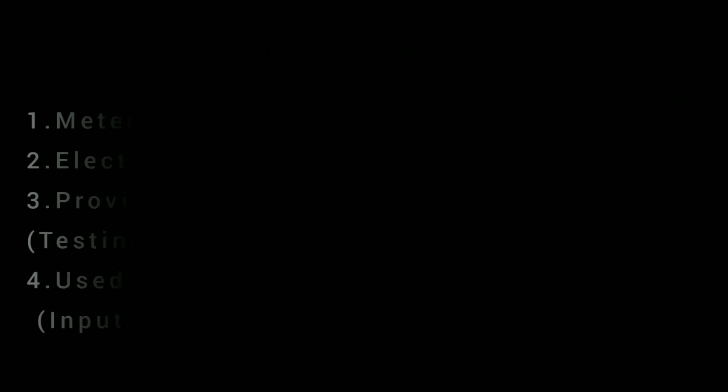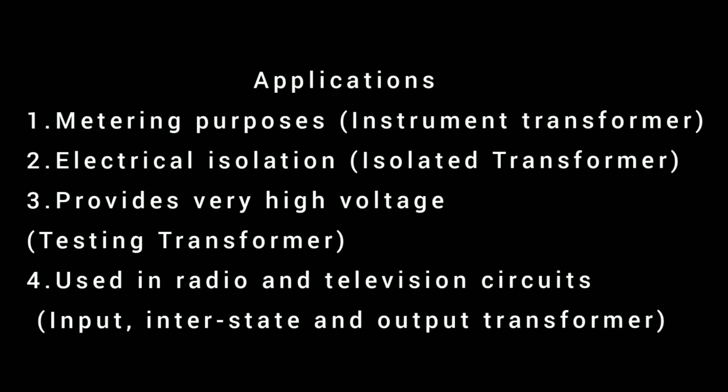Next, we are going to discuss the applications of transformer. First one, instrument transformer, such as current transformer and potential transformer, is used for metering purpose. Second one, isolated transformer, that is one-to-one ratio transformers, is used to electrically isolate the two parts of an electrical circuit. Third one is testing transformer.